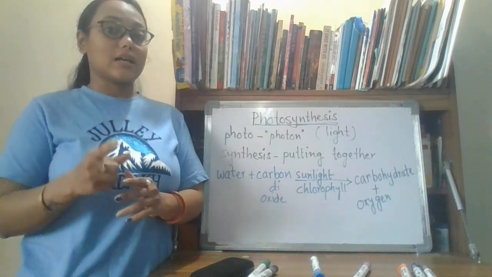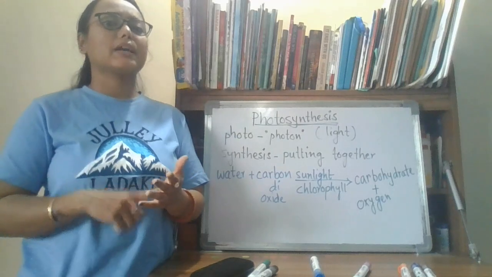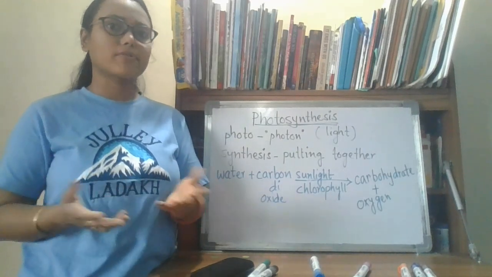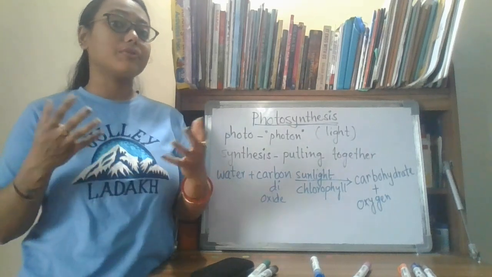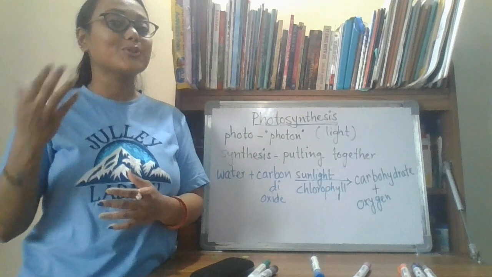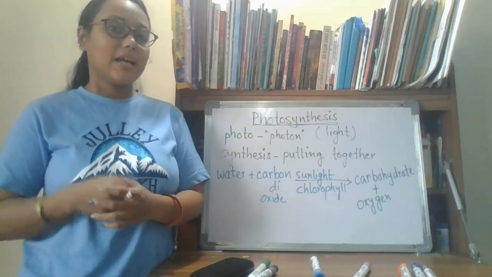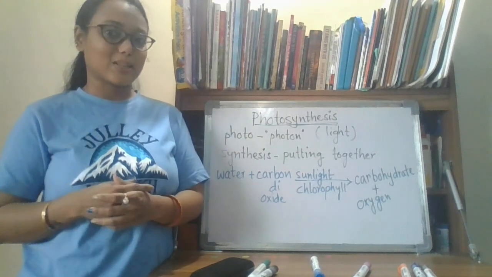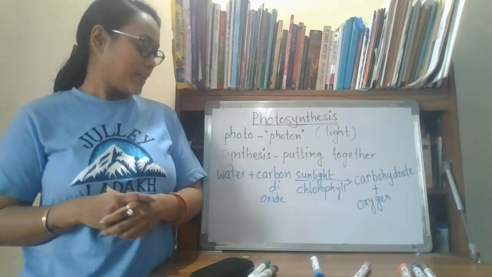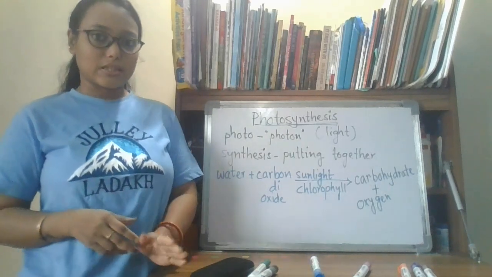Then I will ask you a question. Do you think crotons and other plants produce their own food? They don't have chlorophyll because they have red leaves and orange leaves and other colored leaves. So how do those kinds of plants prepare food? Next class, I will give you the details of that. Till then, you just search on Google and find out the answer. Okay, so this is about photosynthesis.